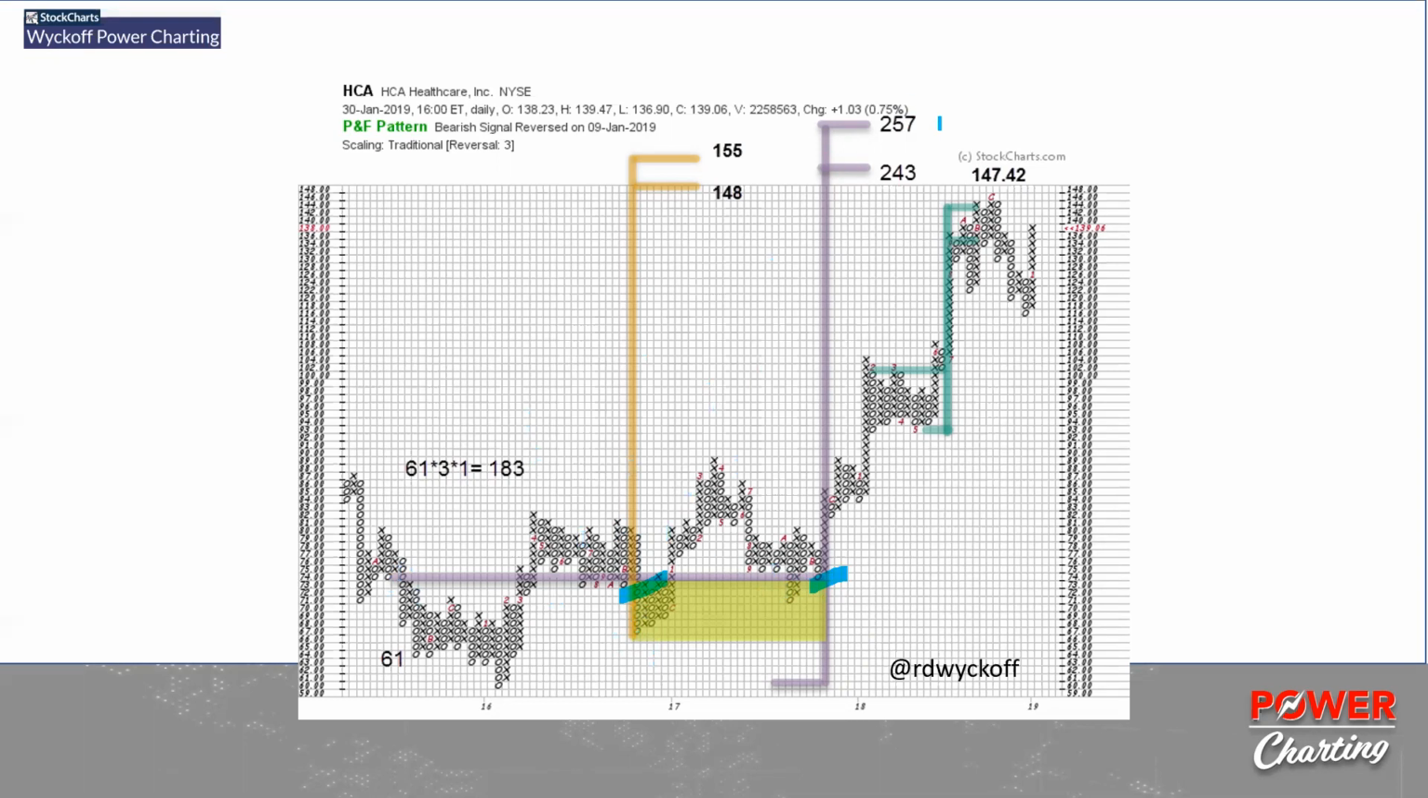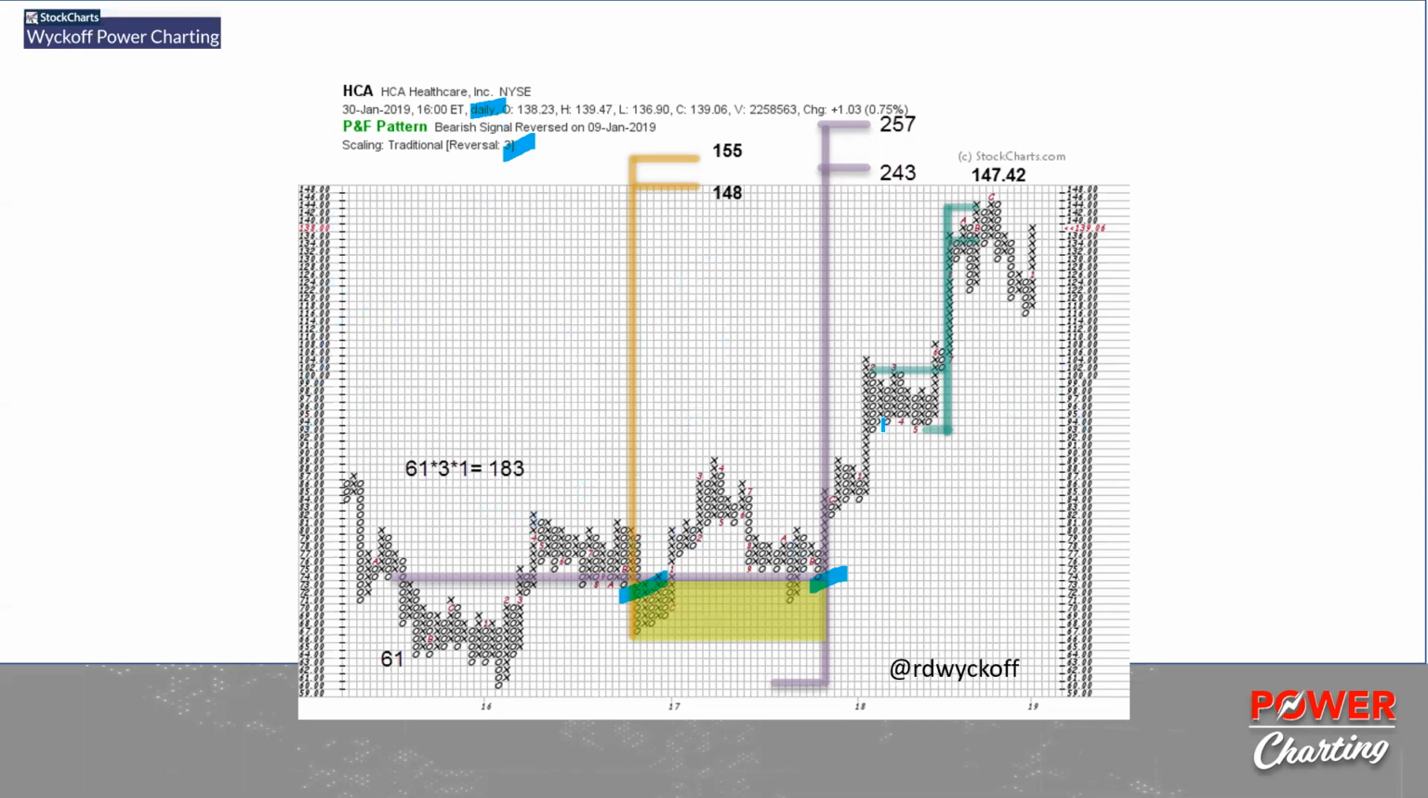This count over here is the larger segment, but you'll see that we have a line of thinking that we're pursuing here. And so this segment takes us to 148, 155. This is daily data, 3-box reversal, traditional scaling. Everything over $100 is 2-point scaling. Everything under 100 is 1-point scaling. So we take this count across here, and we have a count that goes 148 to 155.